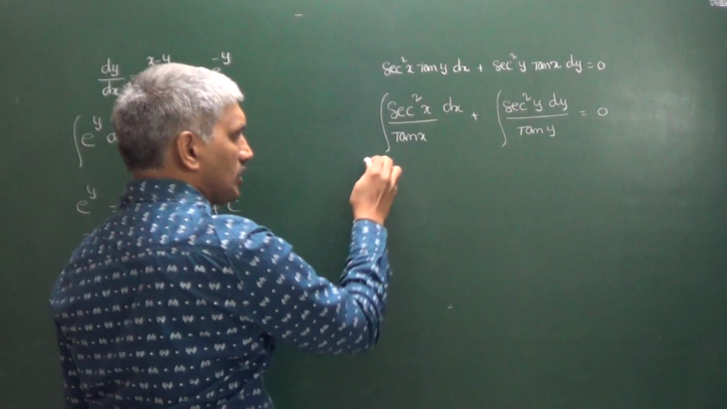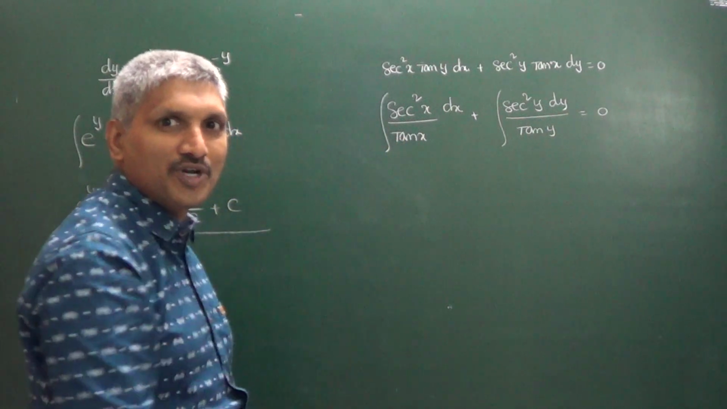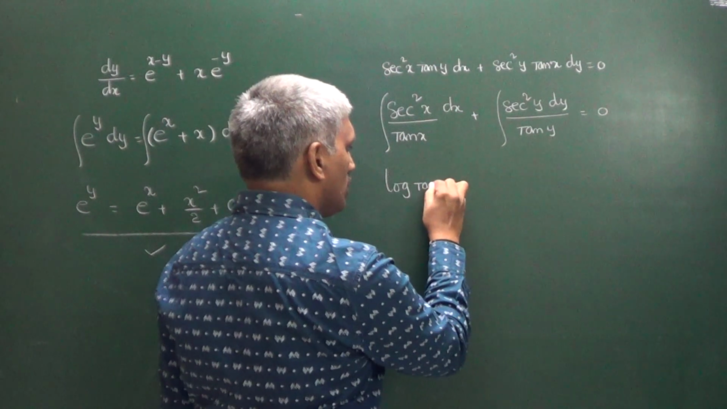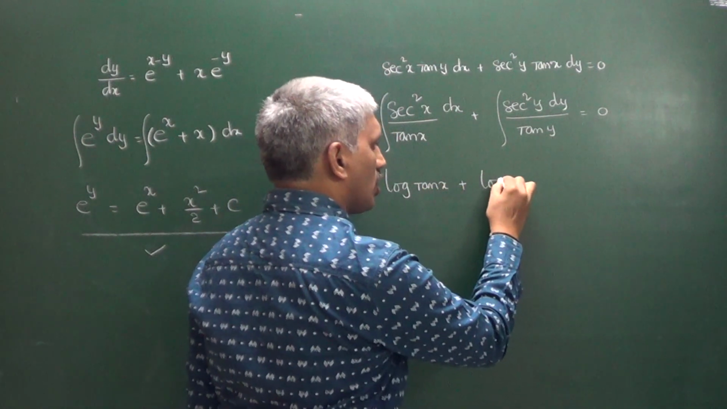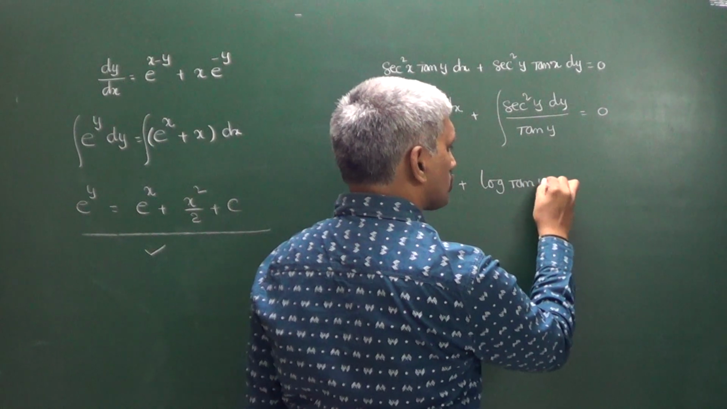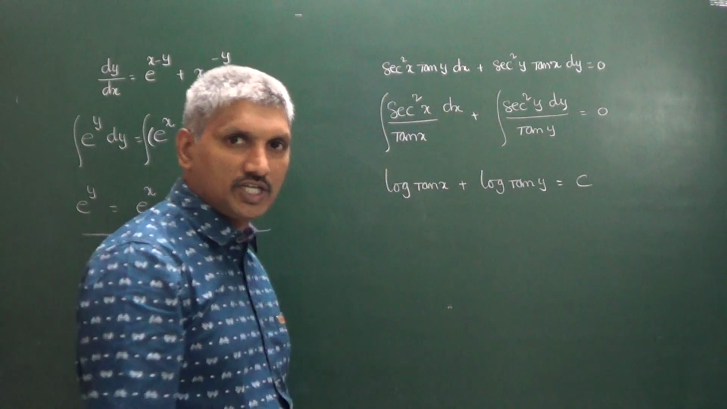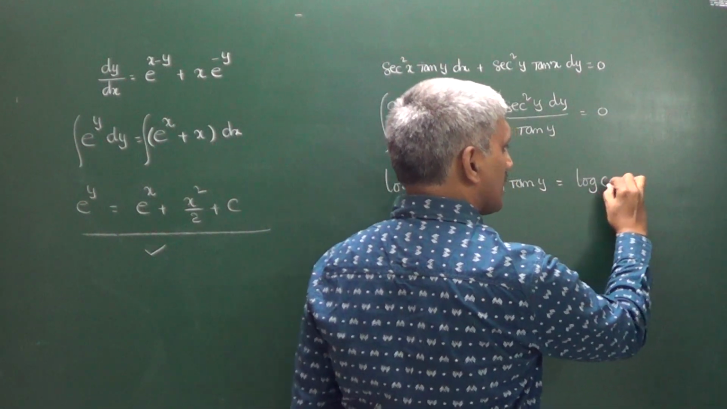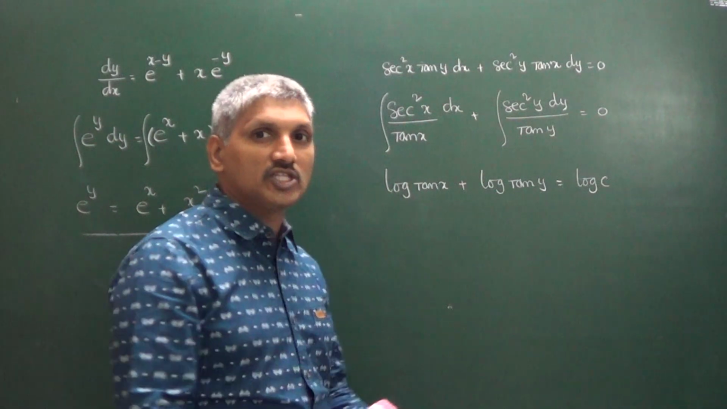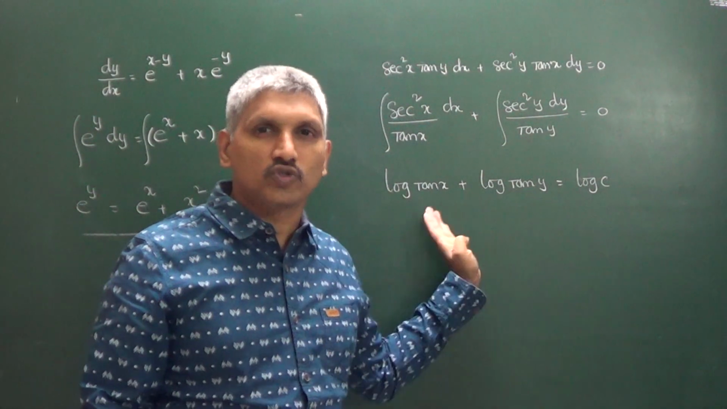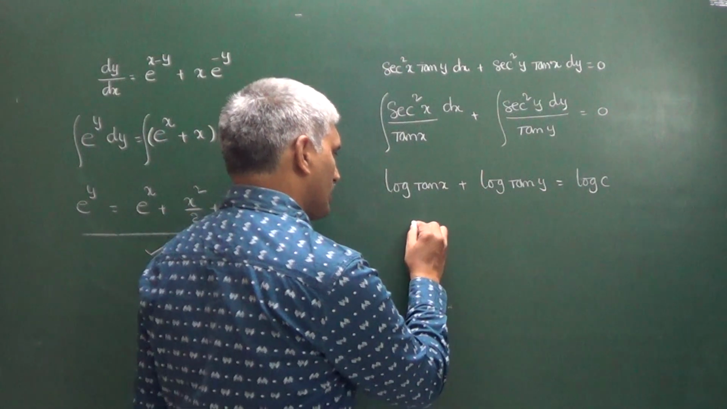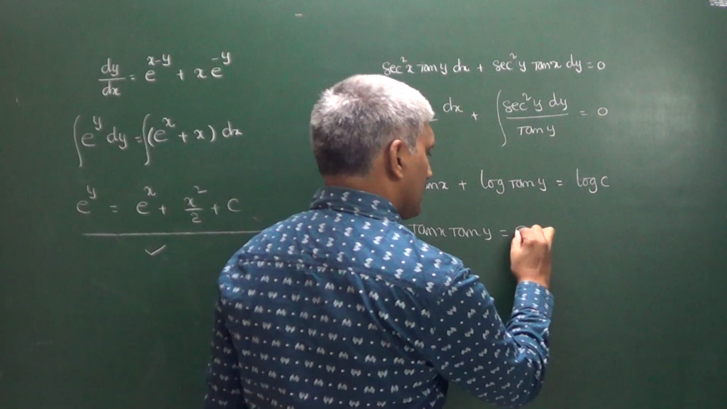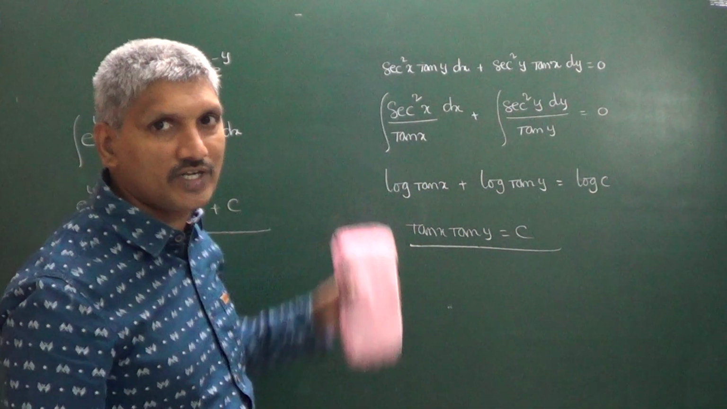So integration both sides. Denominator differentiation is there in the numerator. That's why we can write log of denominator. That's why we can write this one as log of tan x plus log of tan y is equals to constant of integration. So that constant of integration also we can write log c, right? So why are we writing the constant of integration also log c? So that we can remove logarithm. Now we can write this one as tan x into tan y is equals to c. That is the solution for this differential equation.